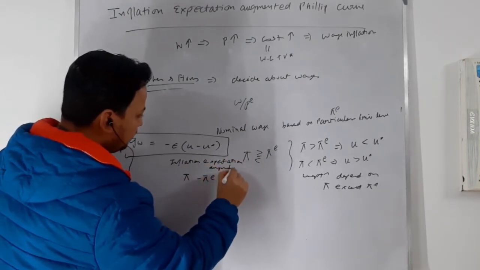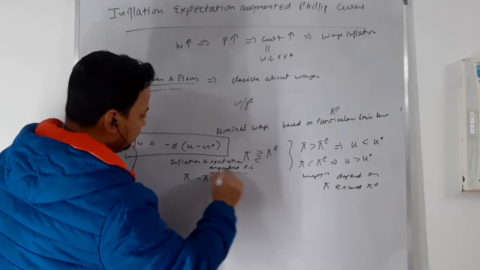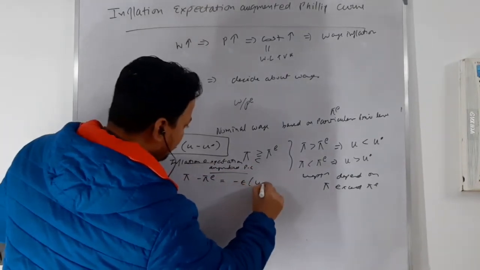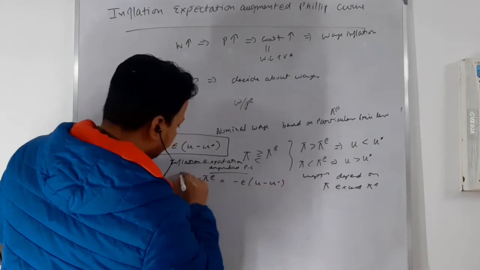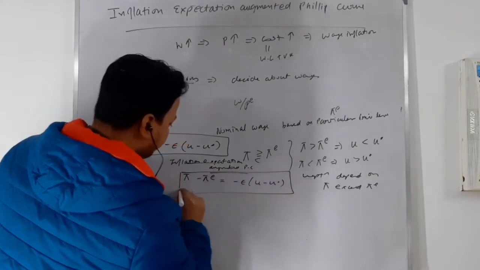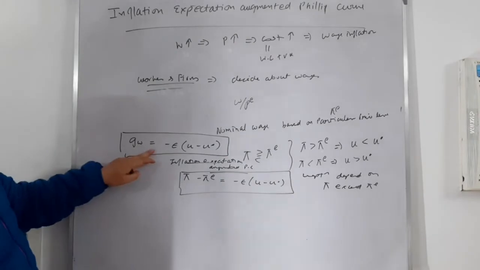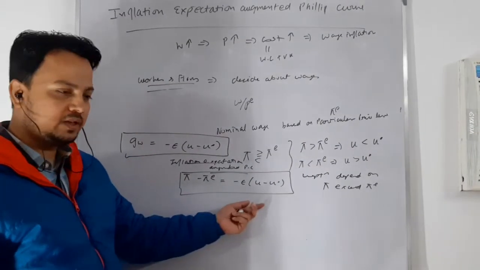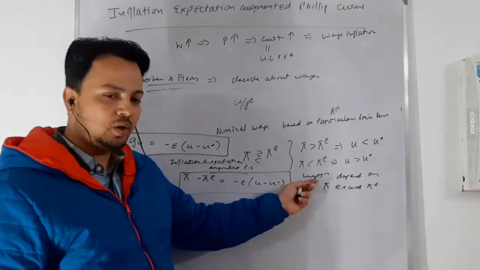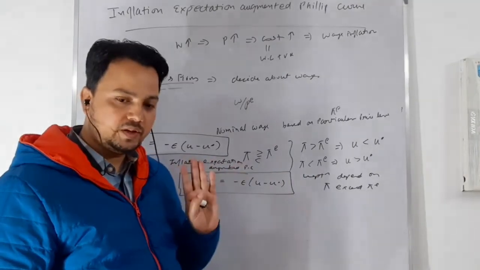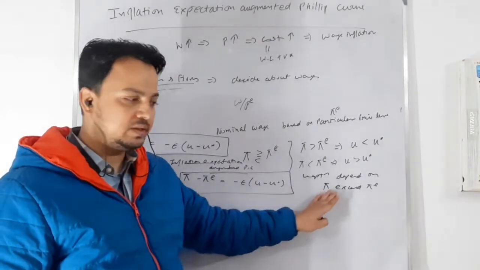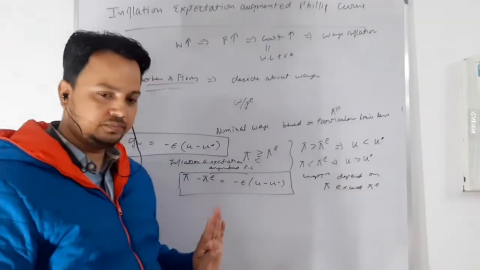Inflation expectation augmented Phillips curve: pi minus pi e equals minus epsilon times u minus u star. This is the equation we have. Previously, in the original Phillips curve, we had a different equation. Next, what we have said is that unemployment does not depend on your inflation alone, it depends on how much your actual inflation exceeds your expected inflation.